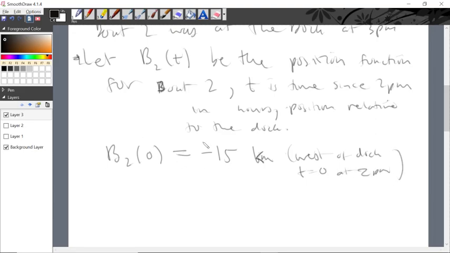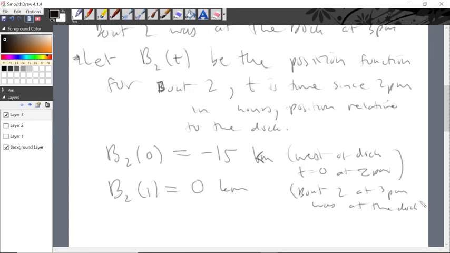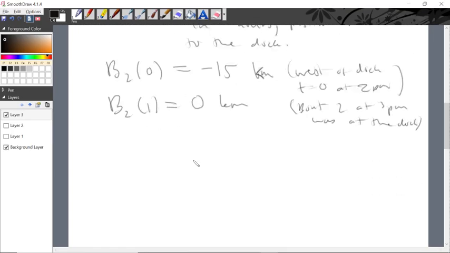So I'm reading this statement as boat 2 at 2 p.m. was 15 kilometers to the west of the dock. And then B2 of 1 is equal to 0 kilometers. I'm reading that statement as saying that boat 2 at 3 p.m. was at the dock. Okay.